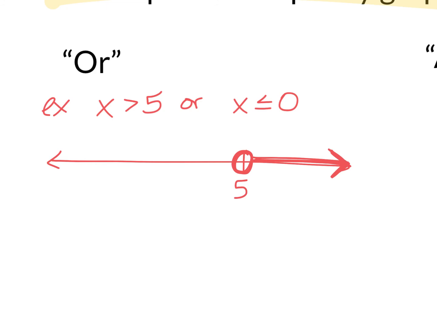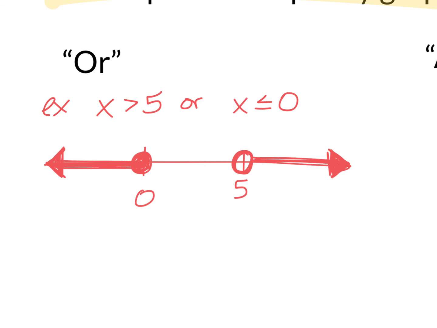Or I could also be talking about numbers that are less than or equal to 0. So that's going to be a closed circle here because it could equal 0, but it could also be less than. And so what we're going to do here is we're just putting 2 inequalities on the same number line. And this is what it looks like. You've got this double inequality written and 2 parts on the same number line. All right, so that's for or.